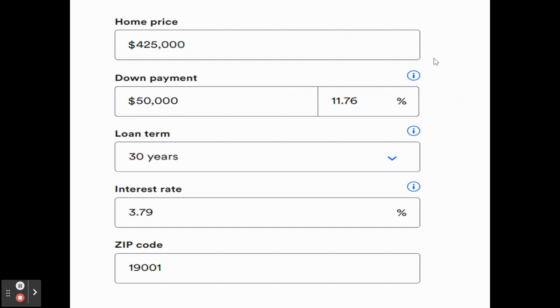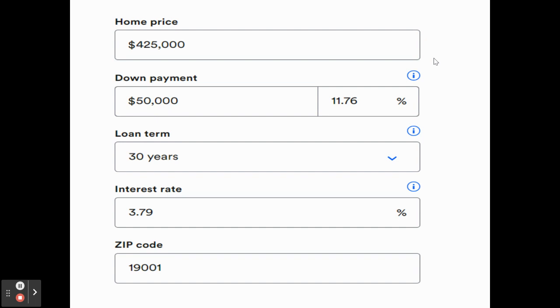So let's say you want to buy a home at $425,000. You have $50,000 that you're willing to put towards the purchase price that you have in savings. So that basically means you have to take out a loan for $375,000. Home loans are typically 30 years. And let's say about 10 years ago, the interest rate of the loan was 3.79%.